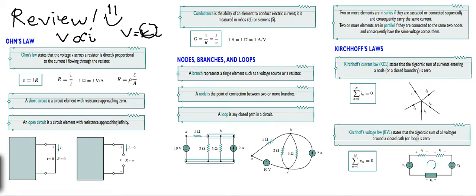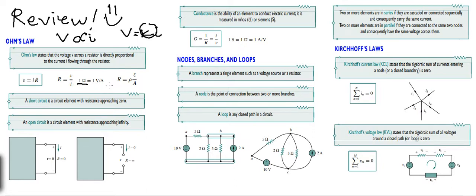Now, the formula for Ohm's law is V is equal to IR. We can also get the value of the resistor if we are given the voltage and the current in that certain element. And 1 ohm is simply equal to 1 volt per ampere.